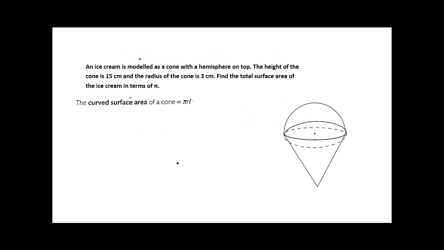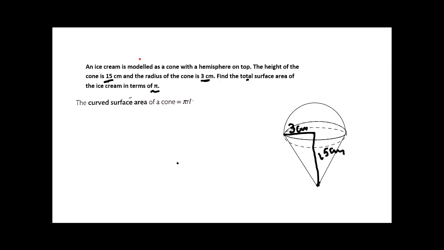Let's take a look at this question. An ice cream is modeled as a cone with a hemisphere on top. The height of the cone is 15 centimeters. So the height of the cone is the distance from the vertex to the center of its base, which is here. This distance here is 15 centimeters, and the radius of the cone is 3 centimeters. So this is 3 centimeters. Find the total surface area of the ice cream in terms of pi.